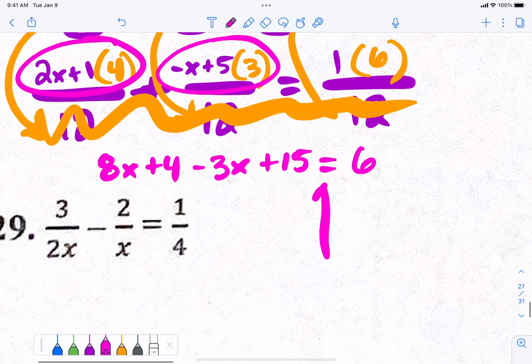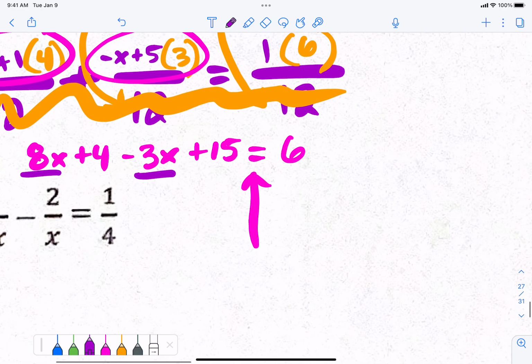Here's my equal sign. Minus 3x, or plus 3x? You just combine them. I would combine this 8x and 3x because they're on the same side, right? What's 8x minus 3x? 5x. Okay.